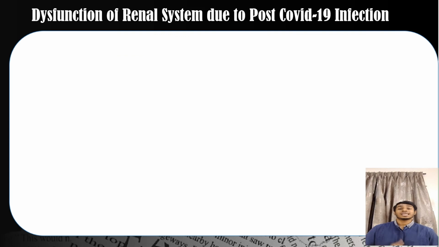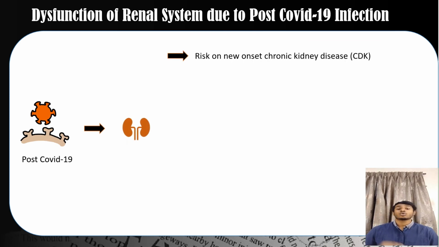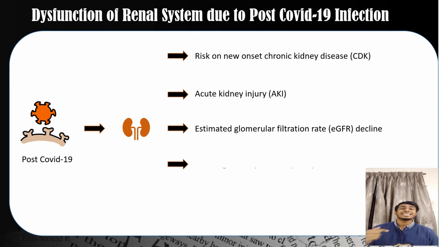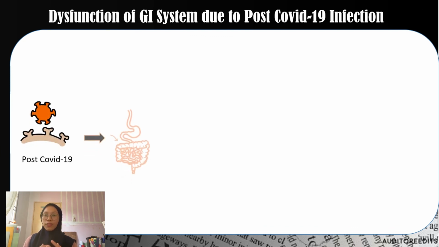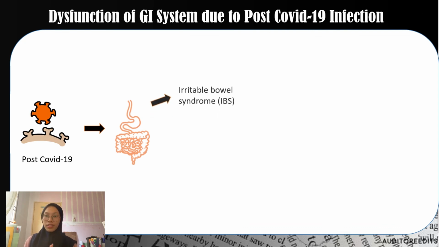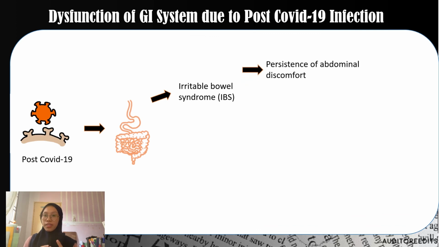Let's see the dysfunction of the renal system. After COVID-19 recovery, there will still be some effects that COVID did, but won't go away. Kidney outcomes in long COVID exhibit higher risk. Post COVID-19 infection can cause a dysfunction of gastrointestinal organs. The first one is irritable bowel syndrome, IBS. Irritable bowel syndrome can lead to the persistence of abdominal discomfort, bloating, diarrhea, and constipation.